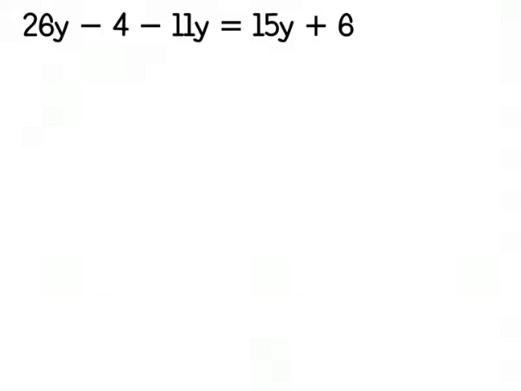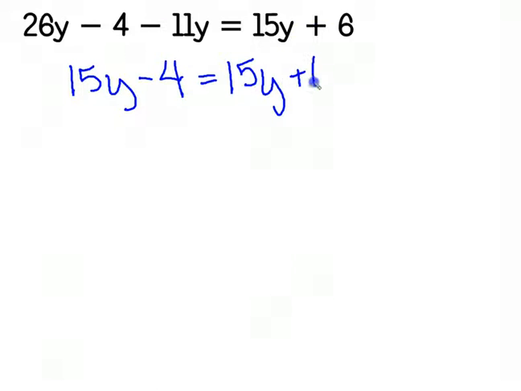Now, things get a little more complicated when you get different types of solutions. So let's go ahead and solve this problem. We've got 26y's, negative 4 units, and negative 11y's. Well, that'll leave us with 15y's and negative 4 units. And on this side, nothing combines, so we just have 15y's and 6 units. So we're just solving like usual.